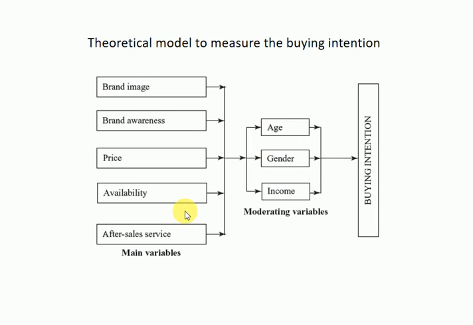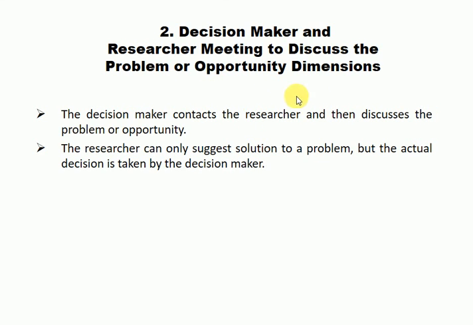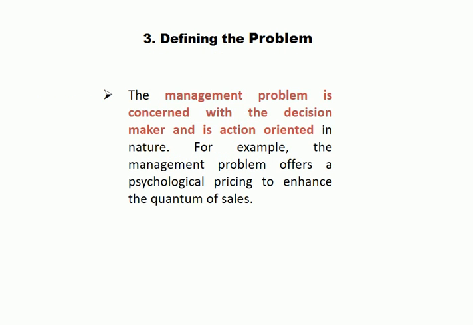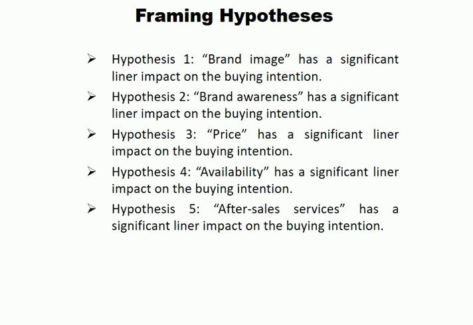So we have done 4 steps so far. If you remember, the first one is identifying the problem, because there you identify where the problem lies. The second step deals with the decision maker meeting the researcher. The third one is defining the problem. The fourth one is the introduction of dimensions to the problem.